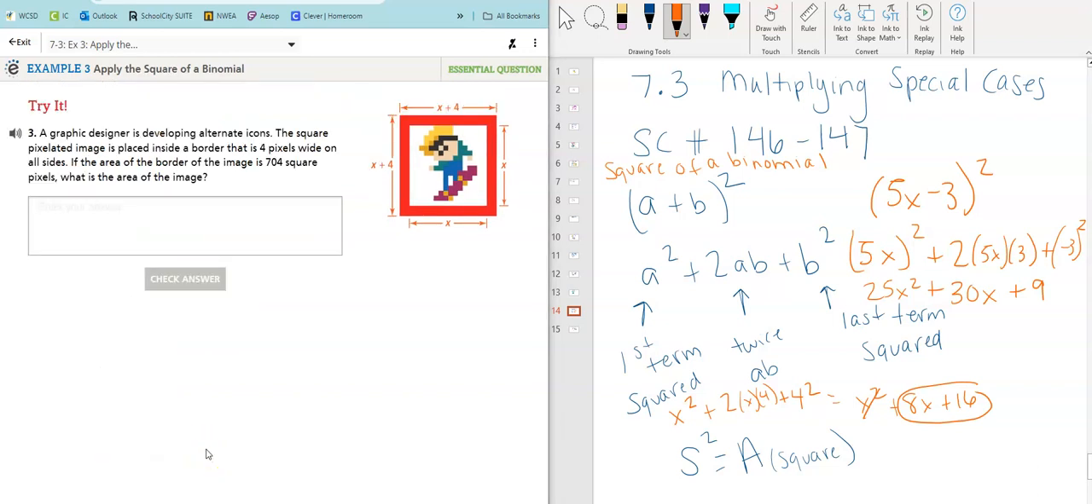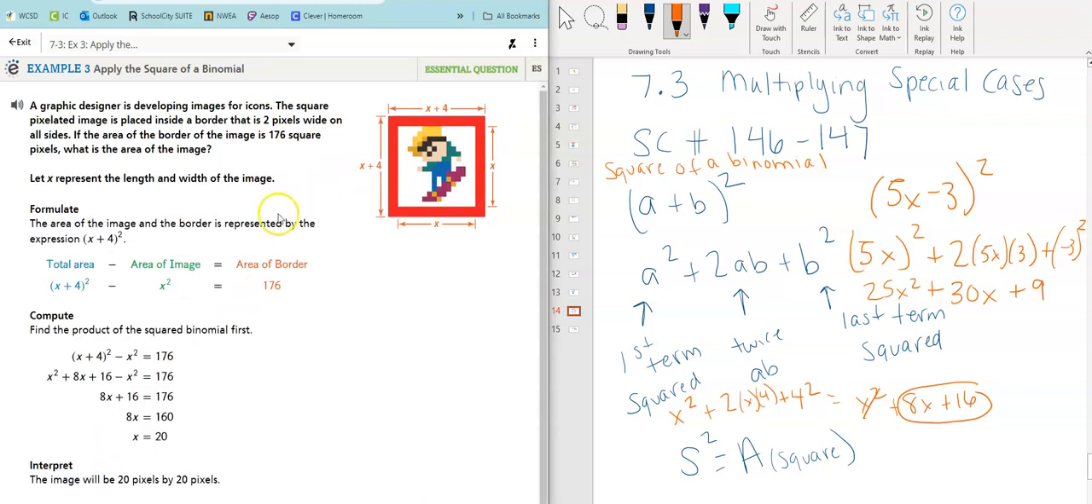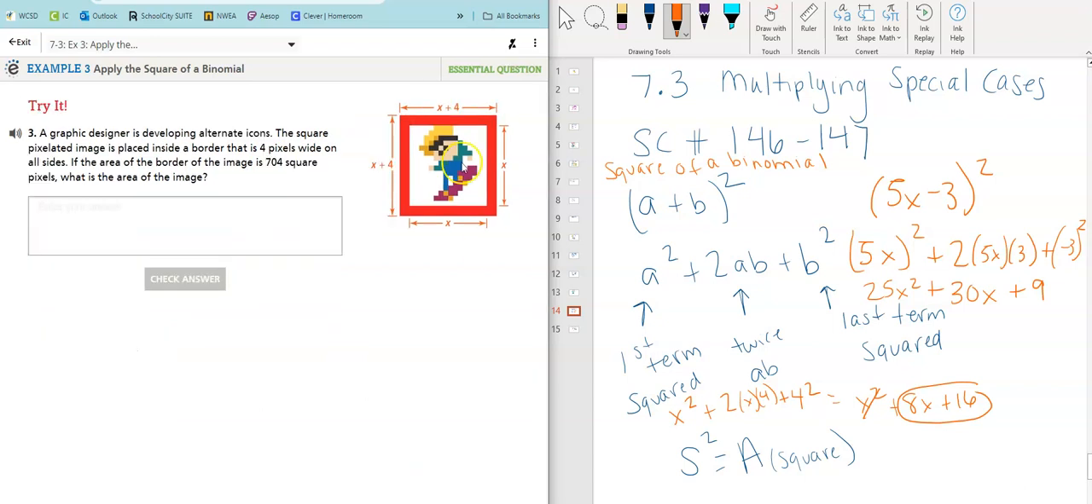So here's your turn. A graphic designer is developing an alternate icon. The square pixelated image is placed inside a border that is 4 pixels wide on all sides. If the area of the border of the image is 704 square pixels, what is the area of the image? So it's the same type of idea. You have a different area of the border. And if we go back here, because this is 2 pixels wide, I feel like this image is wrong. This should actually say 8, because it's telling us that the square pixelated image is inside a border that is 4 wide on all sides. See if you can solve with the information that's given.